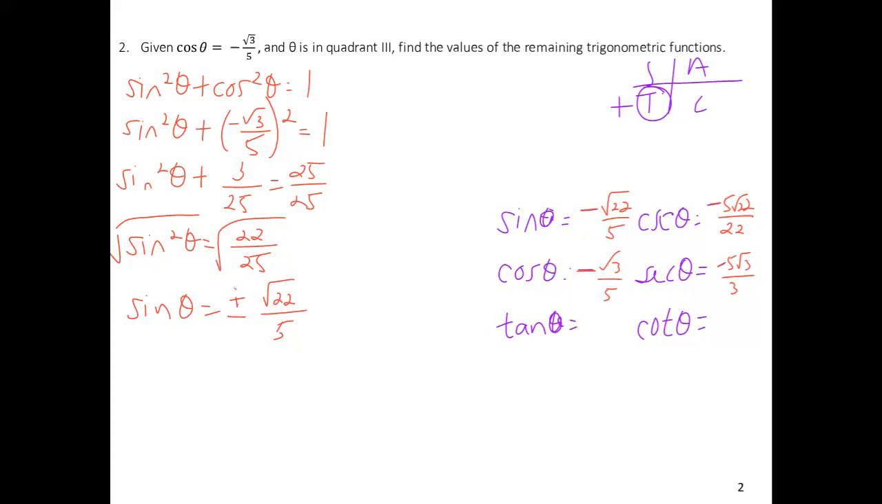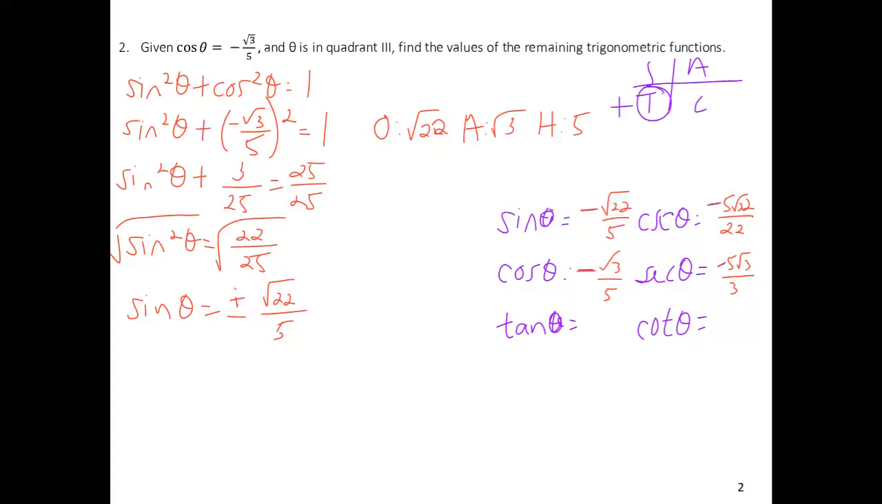Now, for tangent and cotangent, again, I'm just going to identify what the opposite, adjacent, and hypotenuse would be for this case. So I'll look at the sine function. Sine is negative root 22 over 5. Sine is opposite, so the opposite would be root 22. And the hypotenuse then would be 5. The adjacent we can get from cosine. Cosine's adjacent over hypotenuse, so root 3 would be our adjacent.